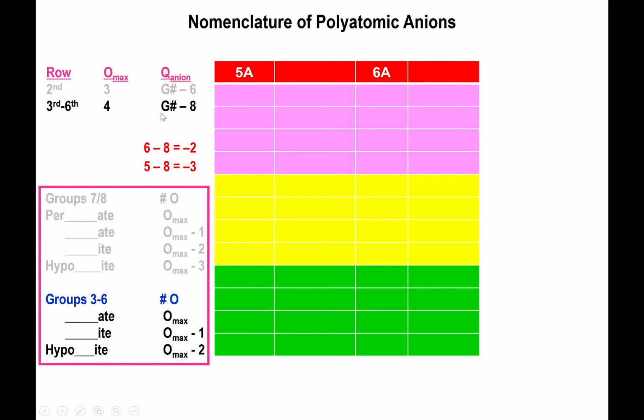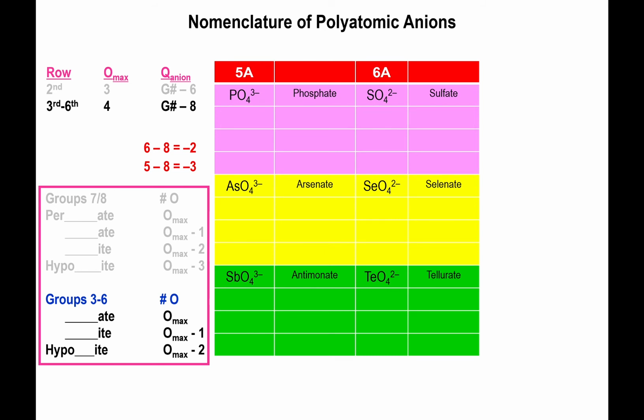The maximum number of oxygens will be 4 since we're below the second row. And the charges we just calculated with group number minus 8: 3 minus for all of the group 5 analogs, and 2 minus for all the group 6 analogs. Now, because each one of them has the maximum number of oxygens, they will all be called with the ending -ate. The first one will be called phosphate. SO4 2- will have to be called sulfate, then arsenate, selenate, antimonate, tellurate.